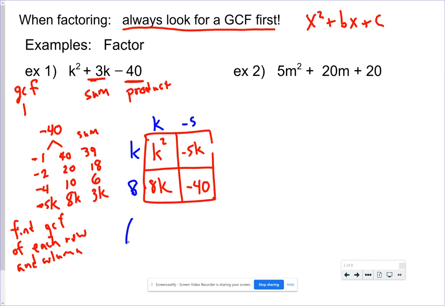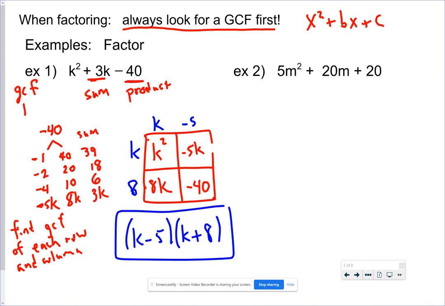So that actually gives us our factorization. We've got k minus 5 times k plus 8. And you can check that answer by multiplying it back together. You should get k squared plus 3k minus 40. We can see it in the table that it works.